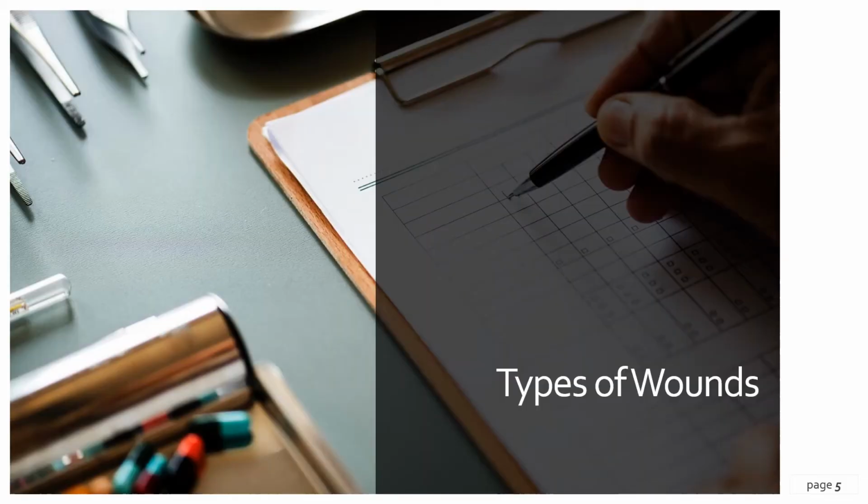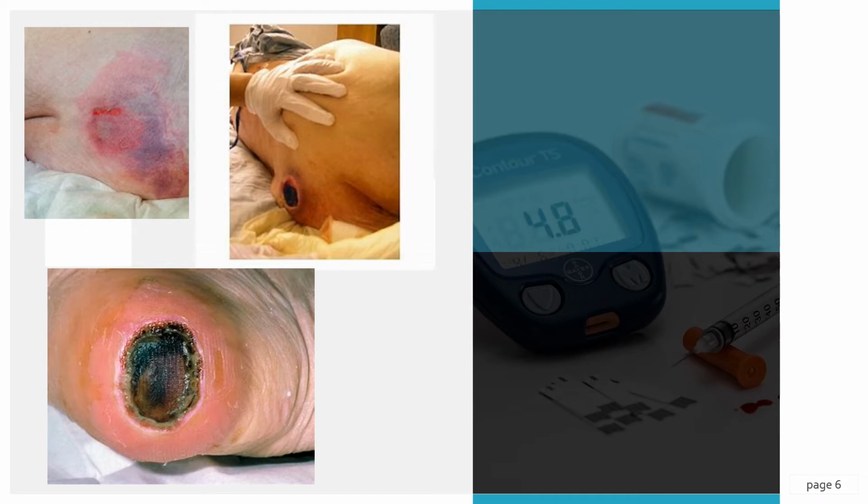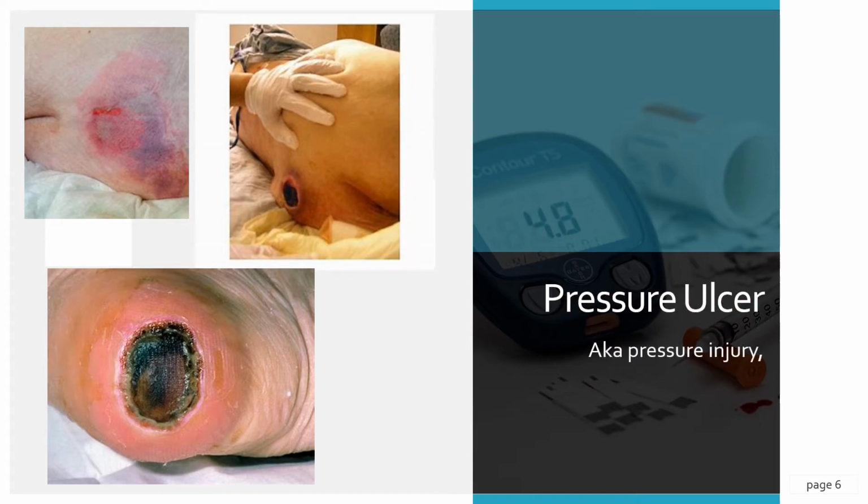Now that we've defined it, let's look at different types of wounds. But first, let's see what you know already. Can you guess what kind of wounds all three of these pictures depict? If you guess pressure ulcer, you're correct. Also known as pressure injury, decubitus, and my mom called them bed sores.